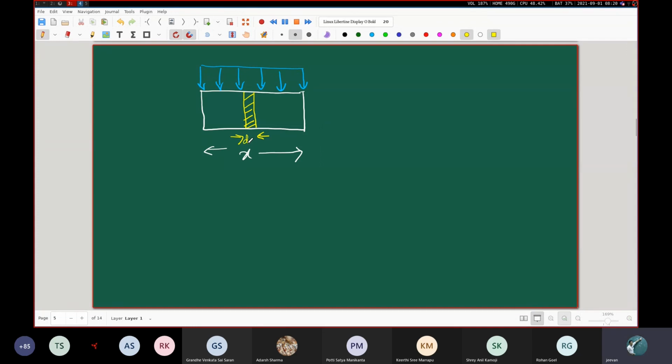Okay, so this is my dx dash. Please note that this x dash is a completely separate variable from this x. x is the length under consideration. x dash is the variable which is going to cover from 0 to x. What I mean is that this particular distance here, that is x dash.